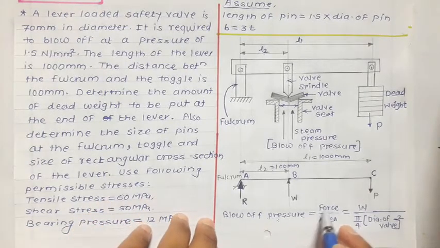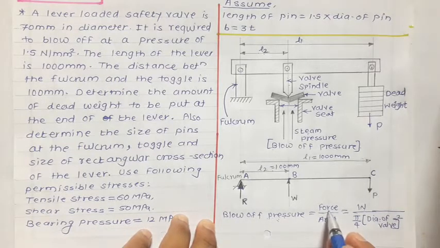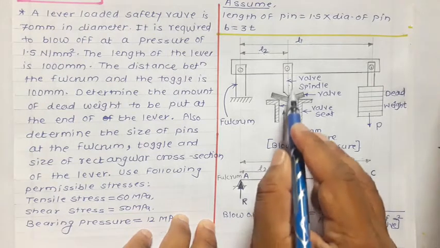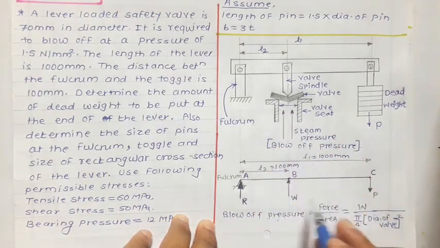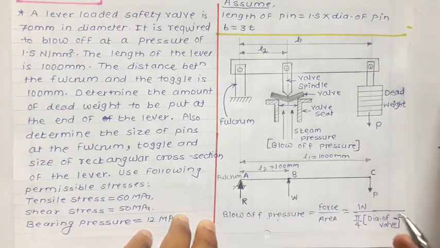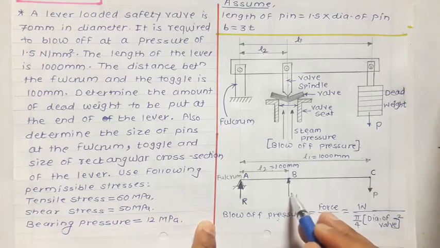We know that pressure is equal to force upon area, but as pressure here we have to consider blow up pressure. The force we have denoted by W, that is the force acting at this point B on this wall spindle. It is in vertical upward direction. The force P is in vertical downward direction. Now we have to look at how to find out this W.